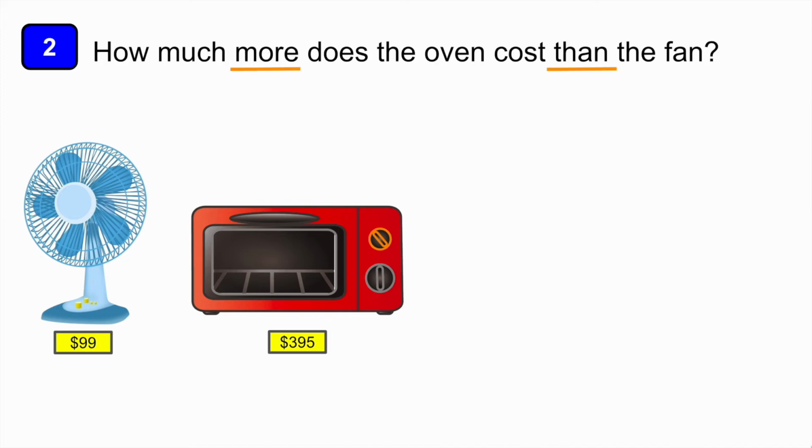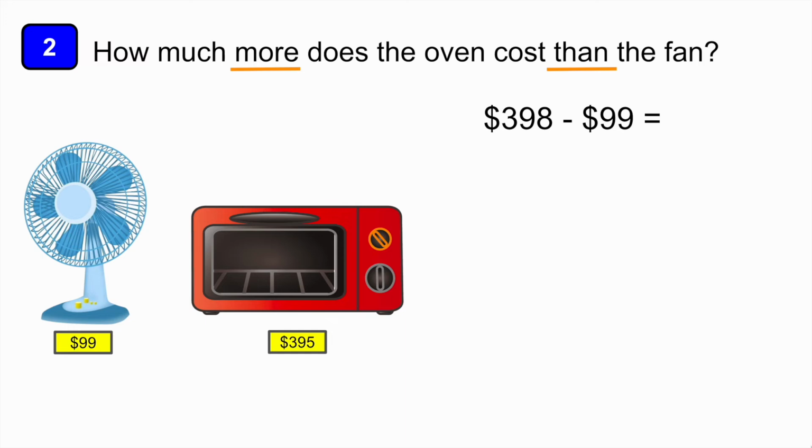Let's look over this next problem, which says, how much more does the oven cost than the fan? Here I see the words more than, which means that I'm comparing two things. And when I compare two things, I'm subtracting. So to solve this, we're going to do 398.